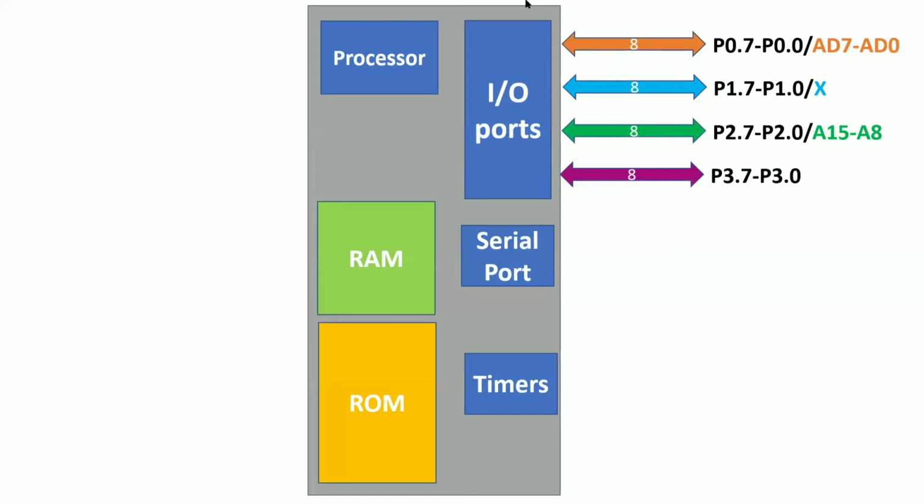And there is one advantage in these IO ports. What is that advantage? Apart from general purpose input and output operations, it can also perform some special functions. So that means alternate functions.